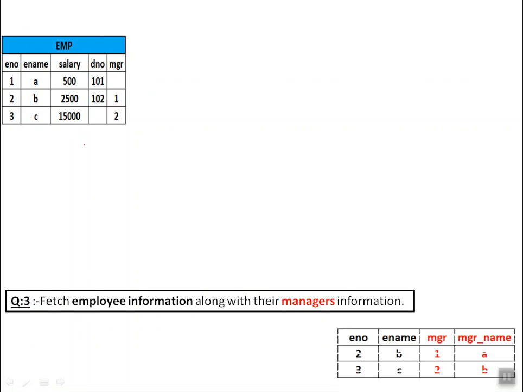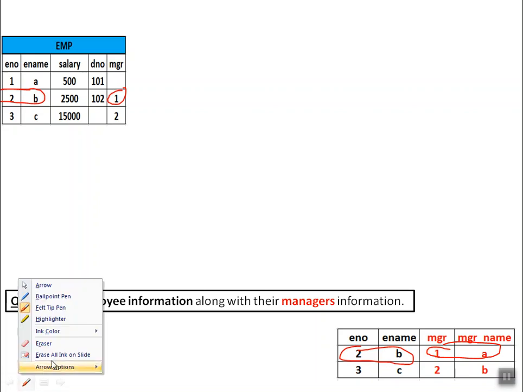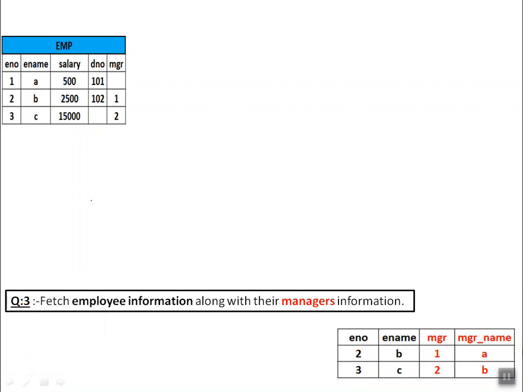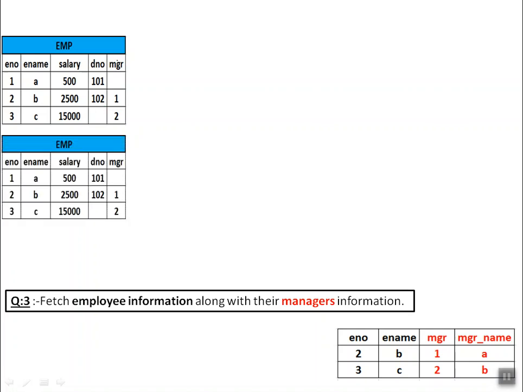In such a case, please take another table. Ultimately, I need information like this. Here is the employee number 2 and B, and manager 1 and A. So please show results like this. In such a case, employee and manager are in the same table. That is a foreign key referring to another column in the same table. In such a case, please take the same table. Consider this as employee, this as managers.